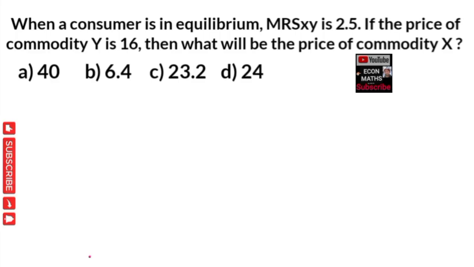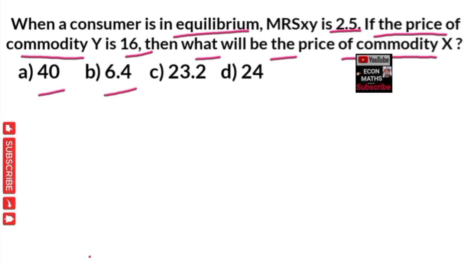Question: when a consumer is in equilibrium, the marginal rate of substitution between x and y is 2.5. If the price of commodity y is 16, then what will be the price of commodity x? The options are 40, 6.4, 23.2 or 24.